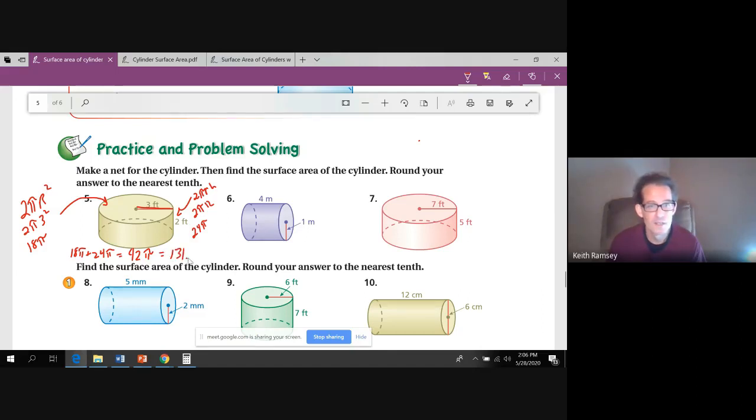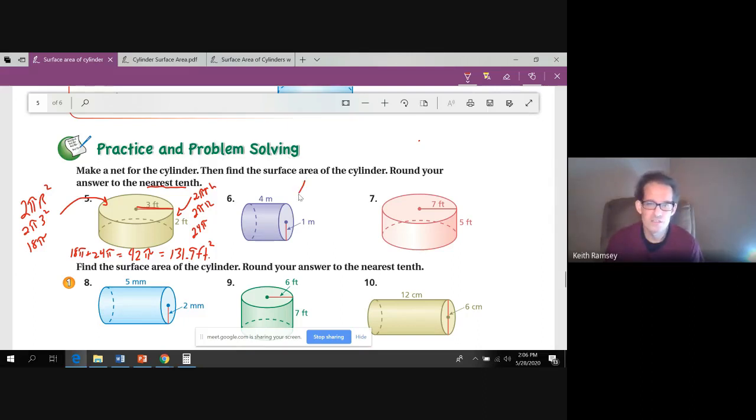I'm going to write 131, and it says round to the nearest tenth, so we could round 88 to 0.9. And I would say feet squared because, again, this is surface area. This is not volume, okay? So number 5 would be 131.9 feet squared. Again, make sure you have a calculator for these because you've got a few calculations.